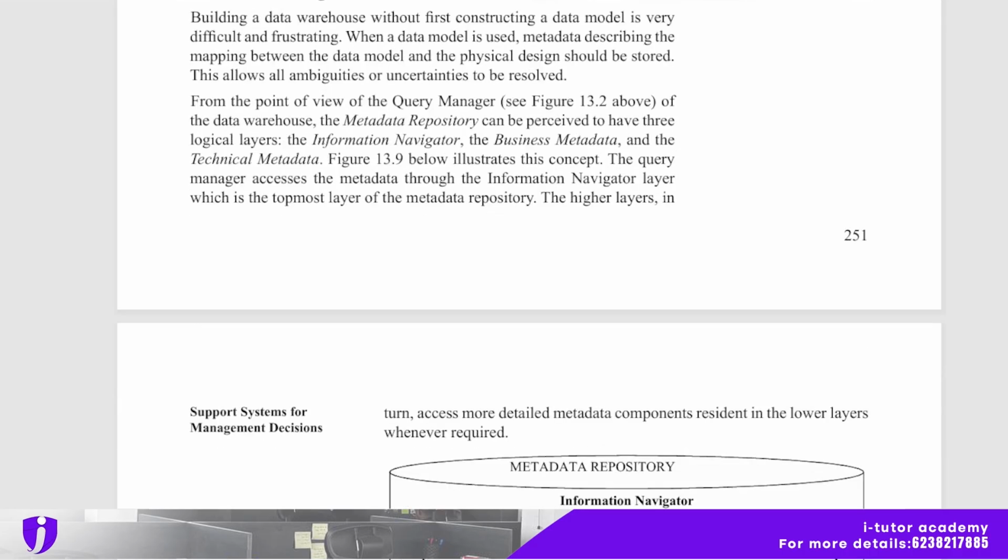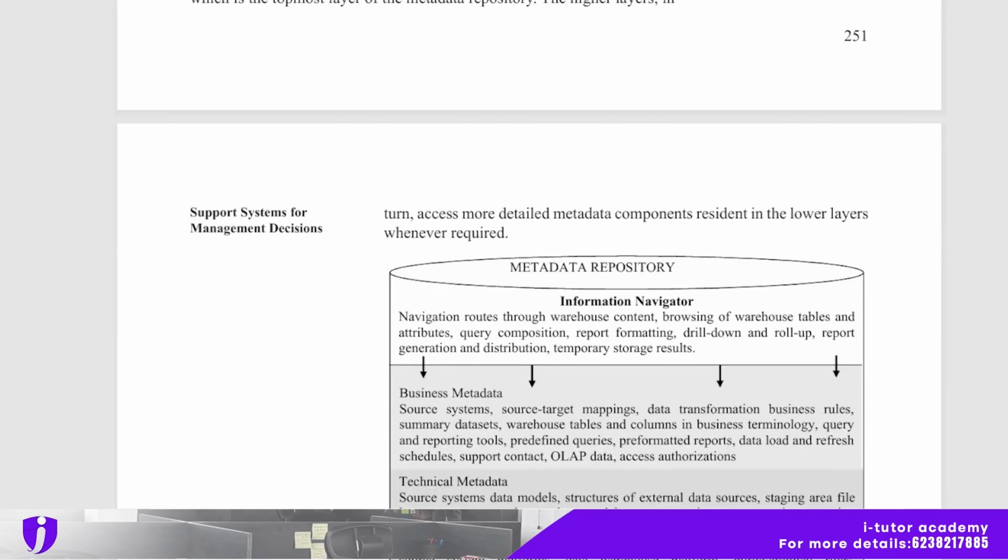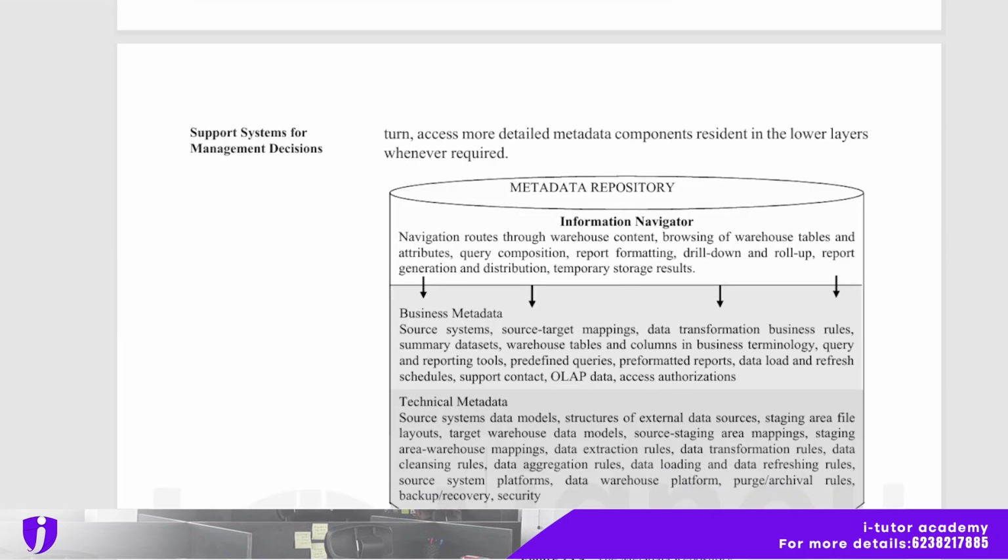From the point of view of the query manager of the data warehouse, the metadata repository can be perceived to have three logical layers: the information navigator, the business metadata, and the technical metadata. And here is the metadata repository and information navigator. Navigation routes through warehouse content, browsing of warehouse tables and attributes, query composition, report formatting, drill down and roll up, report generation and distribution, temporary storage result.